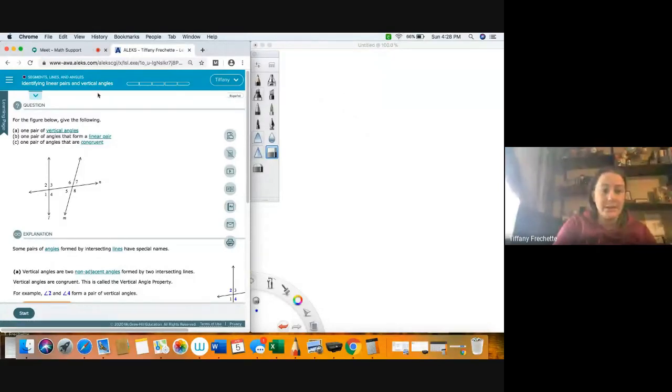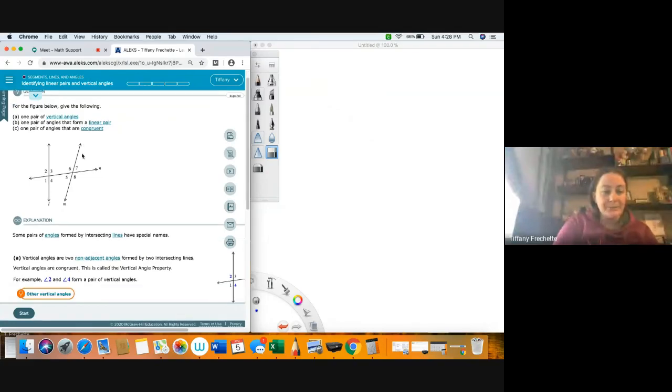Identifying linear pairs and vertical angles. So for the figure below, given the following: A, one pair of vertical angles, B, one pair of angles that form a linear pair, and C, one pair of angles that are congruent.